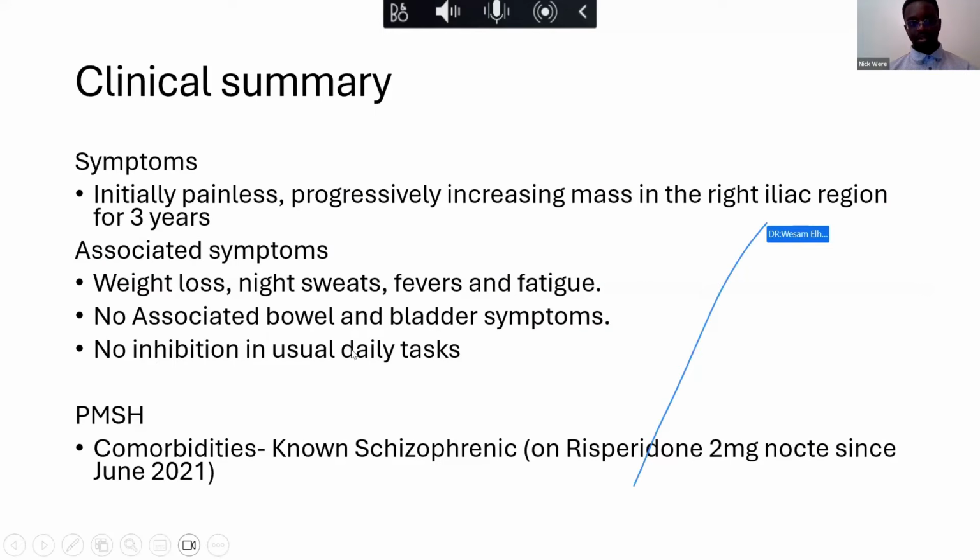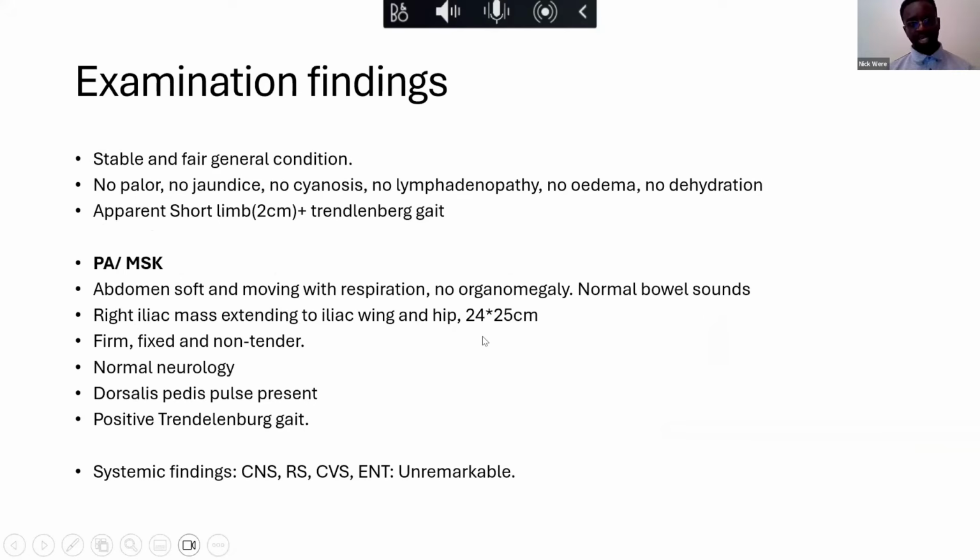It's been over 3 years with a progressively increasing mass on the right iliac region. He didn't have significant pain, but was walking with a Trendelenburg gait with a bit of a limp. He had weight loss, night sweats, fevers, and fatigue, no bowel or bladder symptoms, and was able to go to school and attend to his regular tasks. He is a known schizophrenic patient on medication and follow-up. On examination, he was stable, with no pallor, jaundice, cyanosis, or lymphadenopathy.